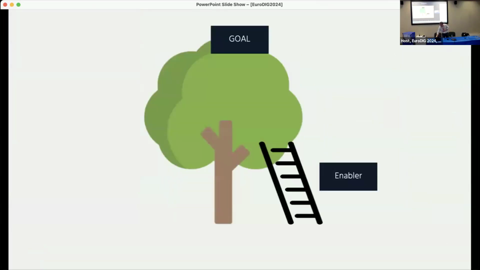So to give you a sense of why we're doing this, all of those goals that I just described, an open internet, a globally connected internet, secure, et cetera, are goals high up in the treetops. We might never really reach a perfectly secure internet. We might never reach a perfectly open internet. But the enablers, these elements that we're talking about, are helping you reach towards that goal.